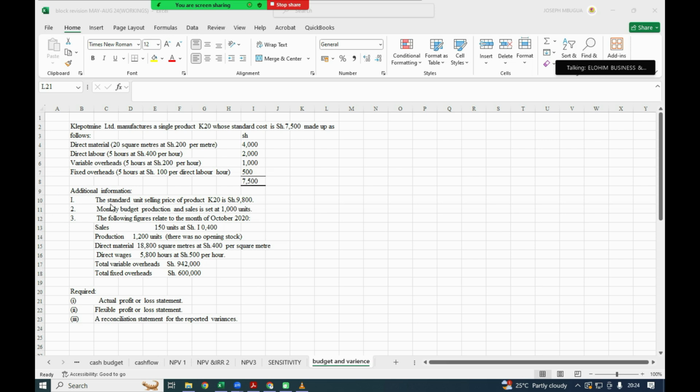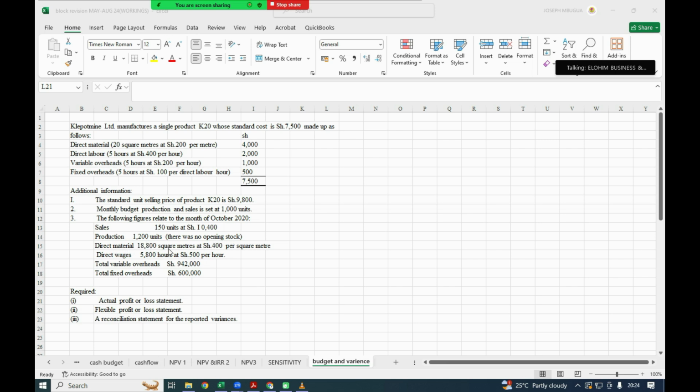Additional information: the standard unit selling price of product K20 is 9,800. Number 2, monthly budget production and sales is set at 1,000 units. So this is budgeted. The following figures relate to the month of October 2020. Sales, we sold 150 units at 10,400. Then production 1,200. There was no opening stock.